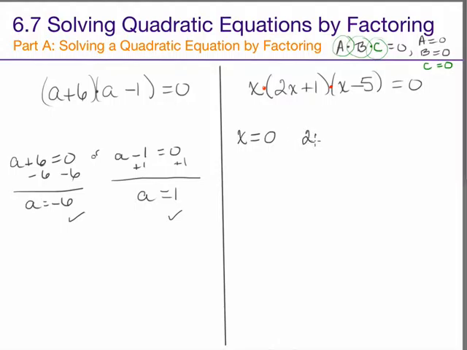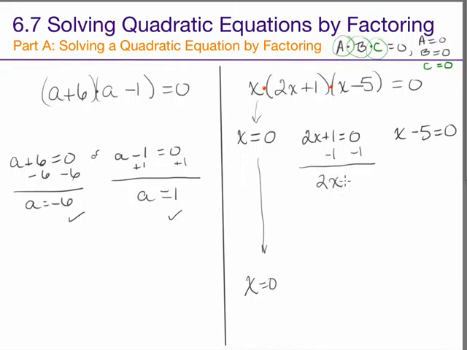My next factor is 2x plus 1, so set that one equal to 0 as well. And the third factor is x minus 5. Setting each factor equal to 0 and then solving gives me my solutions. That one doesn't need solved because by setting it to 0, I found that the value x must be to make it true is 0. Solving this one gives me x equals negative 1/2. And solving this one gives me x equals 5.